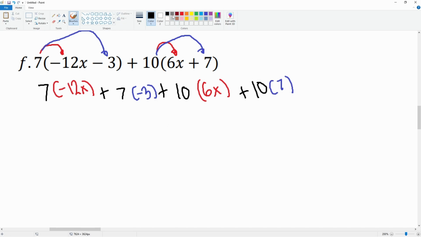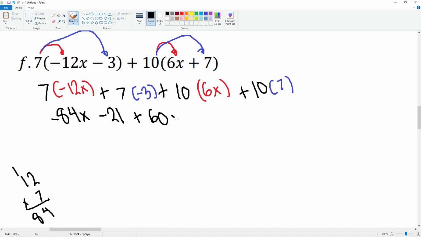Okay. Now let's do some multiplication. 7 times negative 12x. Let me just do this on the side here. 7 times 2 is 14. 7 times 1 is 7. 8, it's 84. So this becomes negative 84x, and it's a negative because it's a positive 7 times a negative 12x. Okay. 7 times negative 3 is negative 21. 10 times 6x is plus 60x. And 10 times 7 is plus 70.